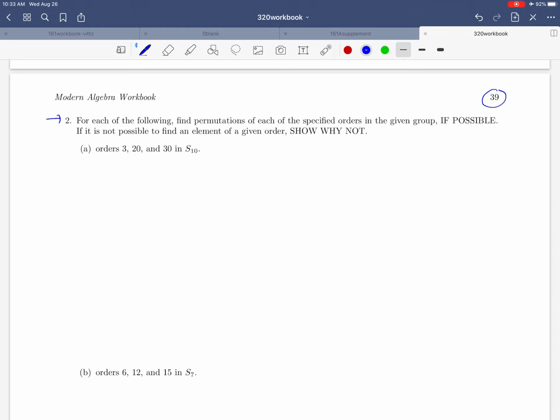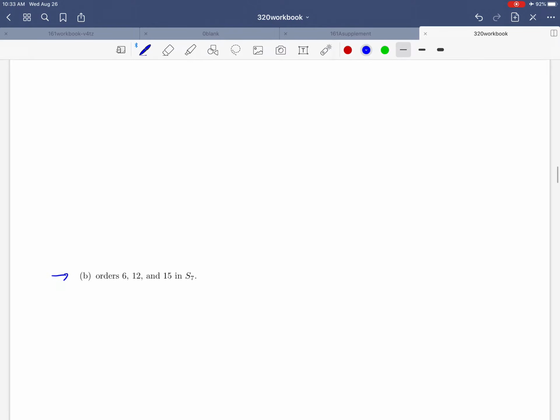For each of the following, find permutations of each of the specified orders in the group if possible. And if it's not possible, then show why not. We want to give a brief proof. In this video we're just going to look at part B here. They'd like us to find elements of order 6, 12, and 15, if it's possible, in the group S7.